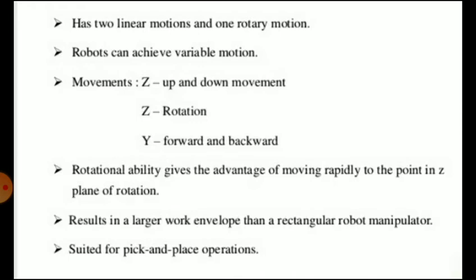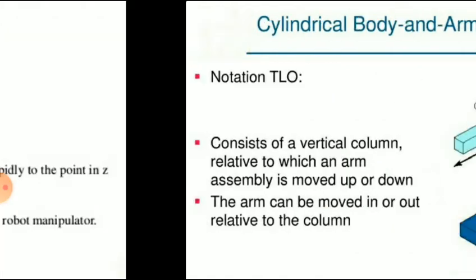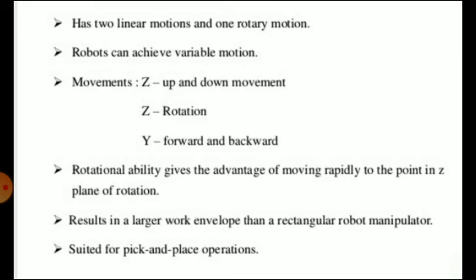So the robot configuration consists of vertical column relative to which an arm assembly is moved up and down. The arm can be moved in and out relative to the axis of the column. Now using a T-joint can rotate the column about the axis. L-joint is used to move the arm assembly vertically along the column, while O-joint is used to achieve radial movement of the arm. So these are the movements that are given in this slide.